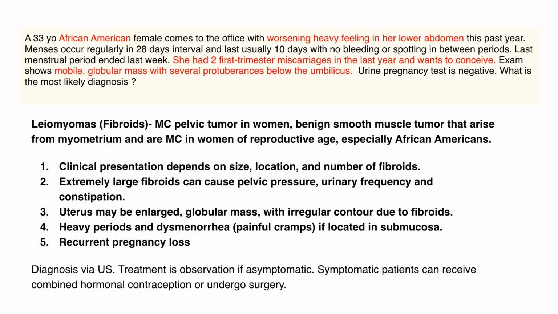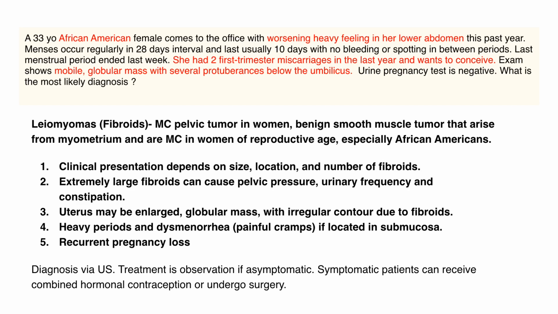which are fibroids. This is the most common pelvic tumor in women, which is a benign smooth muscle tumor that arises from myometrium and are most common in women of reproductive age, especially in African Americans. The clinical presentation depends on size, location, and number of fibroids. Extremely large fibroids can cause pelvic pressure and urinary frequency and constipation. Uterus may be enlarged, globular mass, and irregularly contoured due to fibroids.